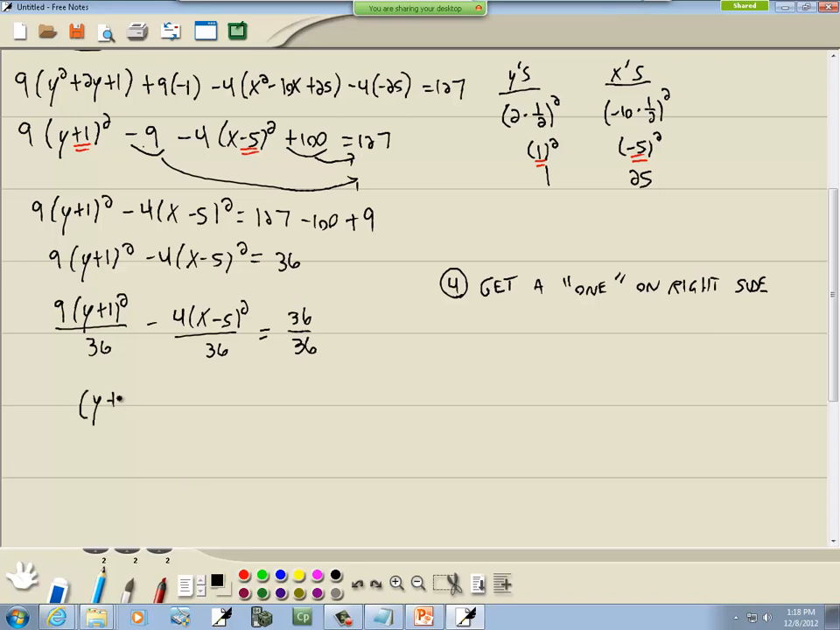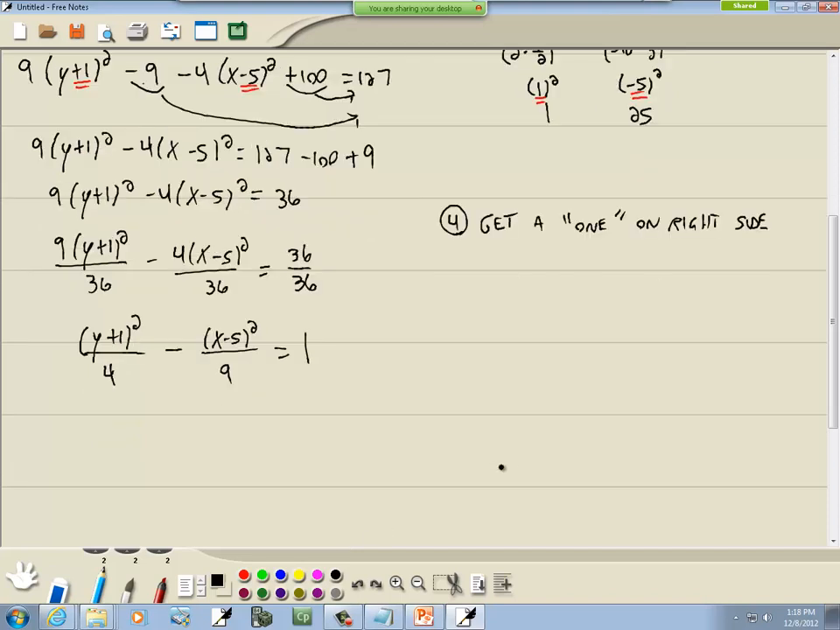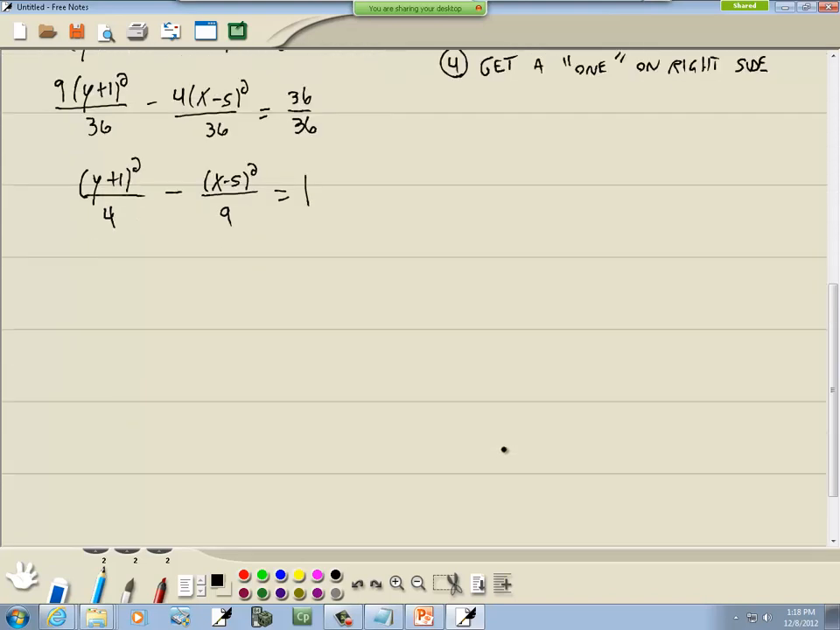Well, this simplifies. 9 and 36 are both divisible by 9. 9 divided by 9 is 1. 36 divided by 9 is 4. Minus, 4 and 36 are both divisible by 4. 4 divided by 4 is 1. 36 divided by 4 is 9. And 36 divided by 36 is 1. Well, now this is in standard form, more or less.